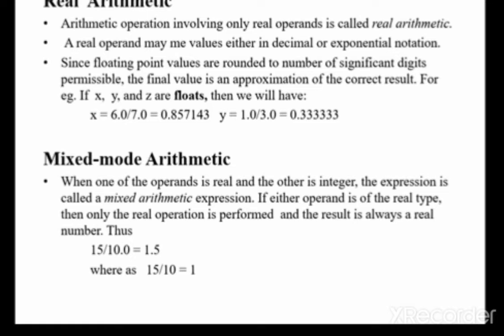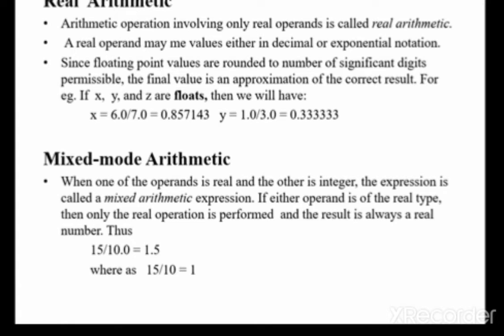A real operand may be values either in the decimal or exponential notation. Since the floating point values are rounded to the number of significant digits permissible, the final value is an approximation of the correct result. For example, x, y, z are floating point values. x equal to 6.0 by 7.0, you will get 0.857143.